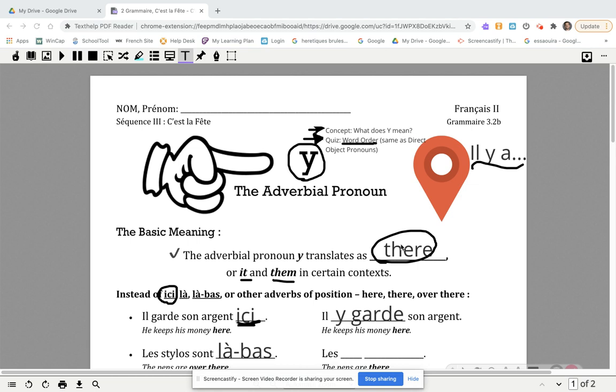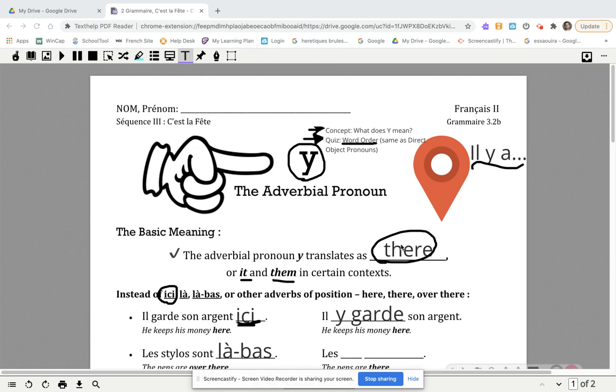It's an adverbial pronoun, which means it stands in place of another word. D'accord? And we don't have these in English, but it stands in place of the word ici or là-bas or là, meaning here, over there, and there, or sur la table, on the table. And it's just a quick way to refer to a place that we just talked about. That's what pronouns do. They make it easier to talk about things we've just talked about.